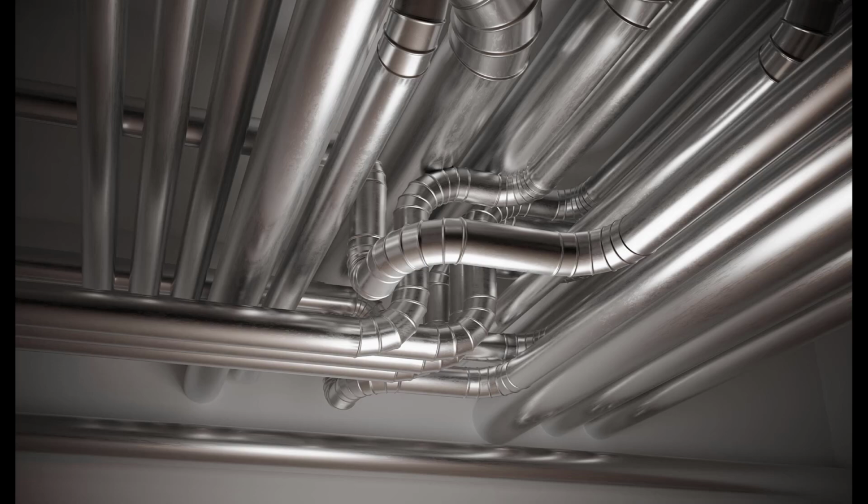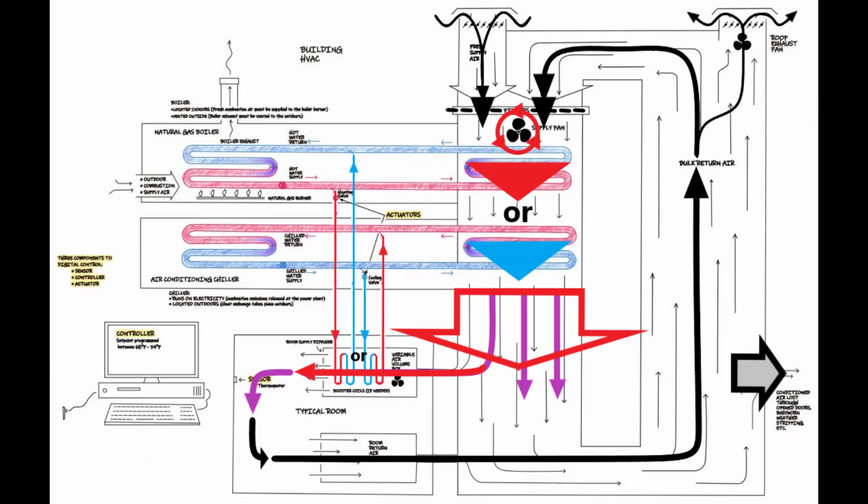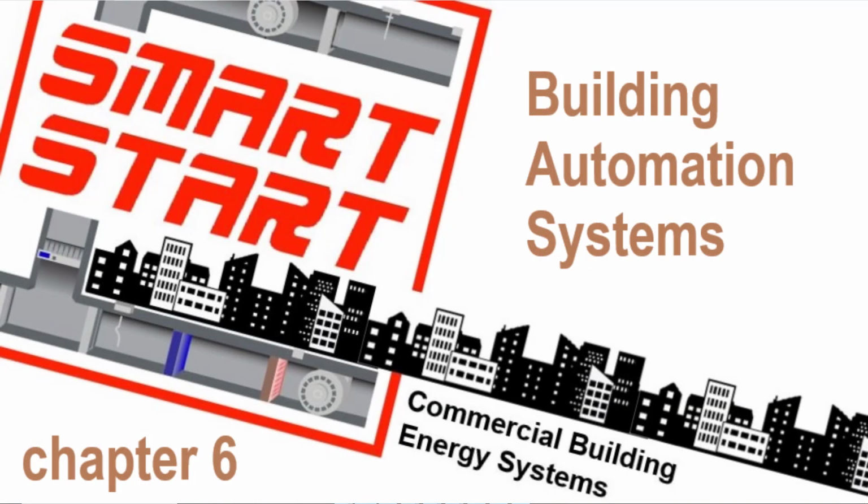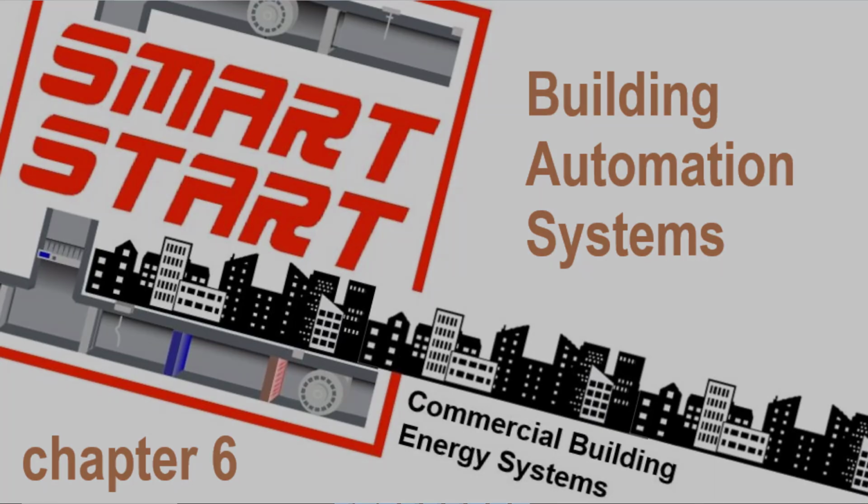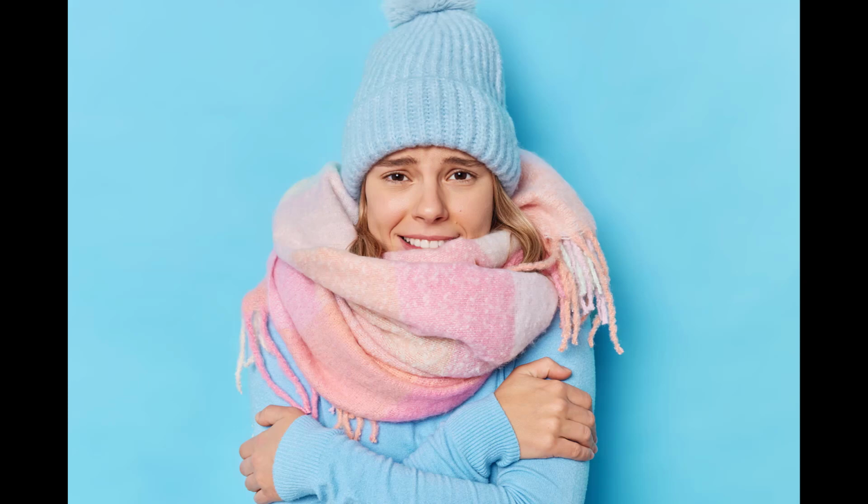Building supply air is forced through smaller and smaller ducts as it gets closer to its destinations. One of those destinations might be a room just like the one you're sitting in right now. But what happens if the room or building space you're in isn't adequately cooled or heated? And why might that happen in the first place?